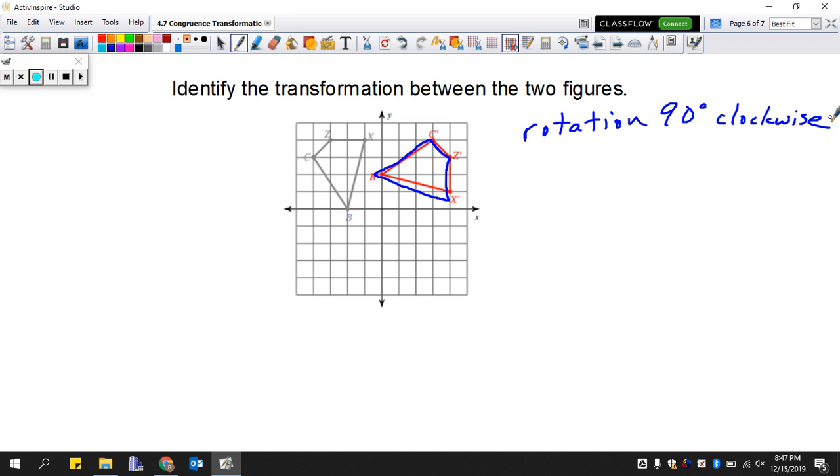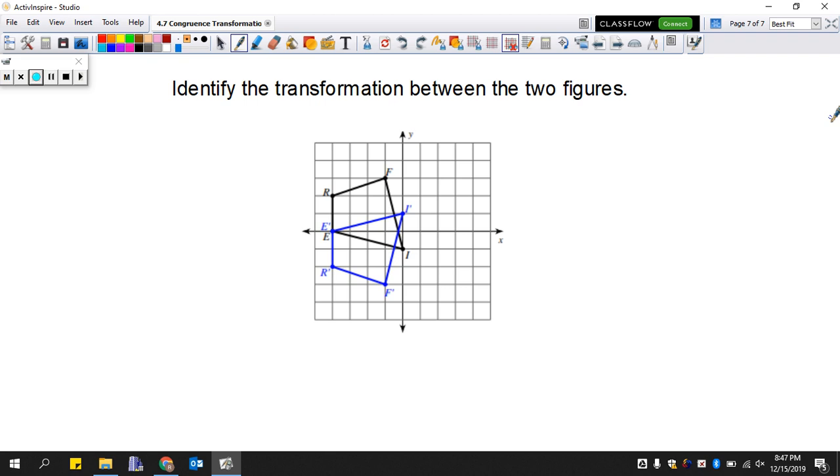The last example we have, once again, is just across the x-axis, and it is a reflection across the x-axis.